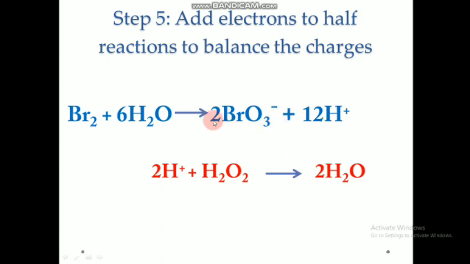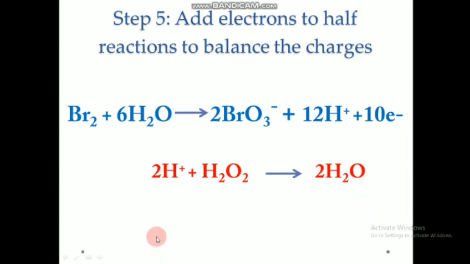So two negative charges are there here, and here we have 12 positive charges. So 2 negative and 12 positive. Totally 10 positive charges are there on this side. To neutralize that 10 positive charge, as we don't have any charge here, we can add 10 negative charges or 10 electrons to this side. 10 positive charges are there, so 10 electrons we are adding here.